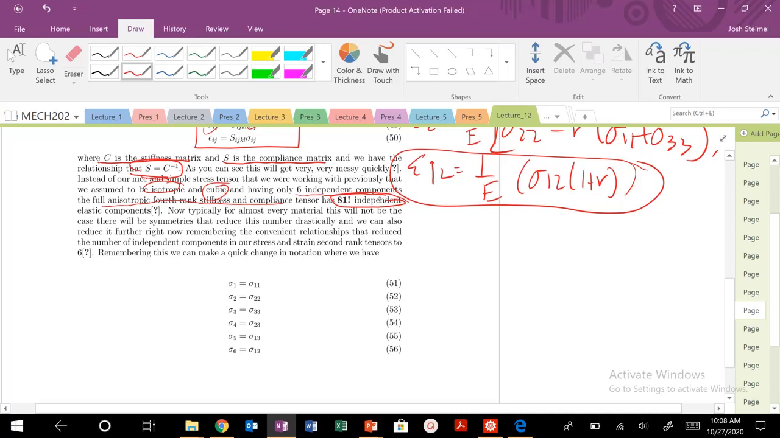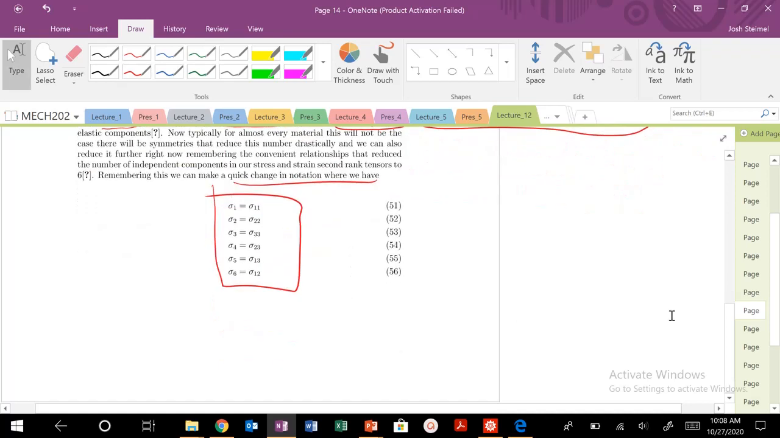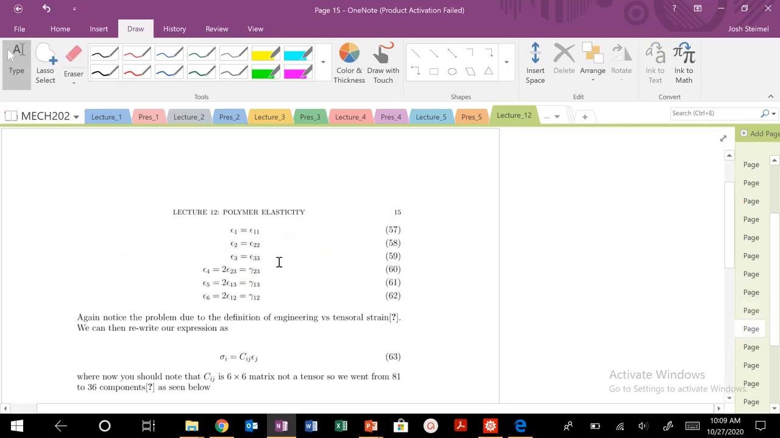Very, very nasty. Now, most materials have some symmetry that is going to reduce that component, and you could rewrite this with a quick change in notation, as described here, to make it a little nicer. And you can see this is our infinitesimal strain theory, with this annoying factor of 2 that always pops up.